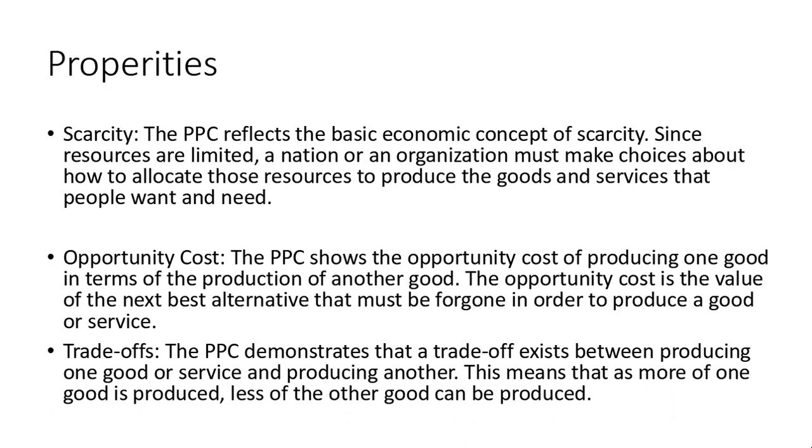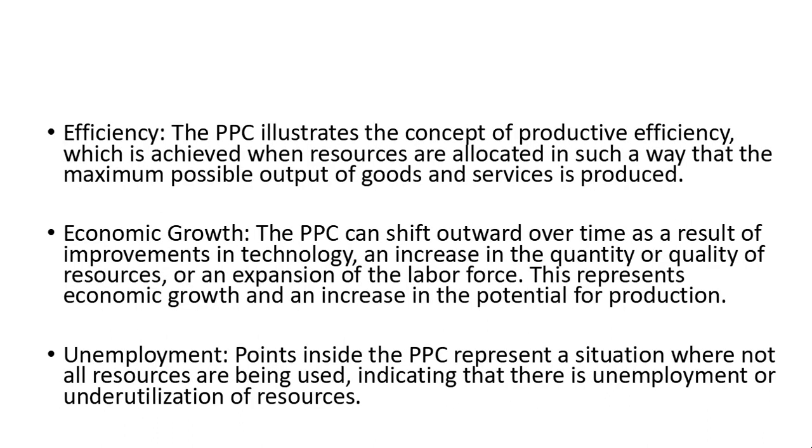The third property is trade-off. The PPC demonstrates that a trade-off exists between producing one good or service and producing another. This means that as more of one good is produced, less of other goods can be produced. Efficiency. The PPC illustrates the concept of productive efficiency, which is achieved when resources are allocated in such a way that the maximum possible output of goods and services is produced.